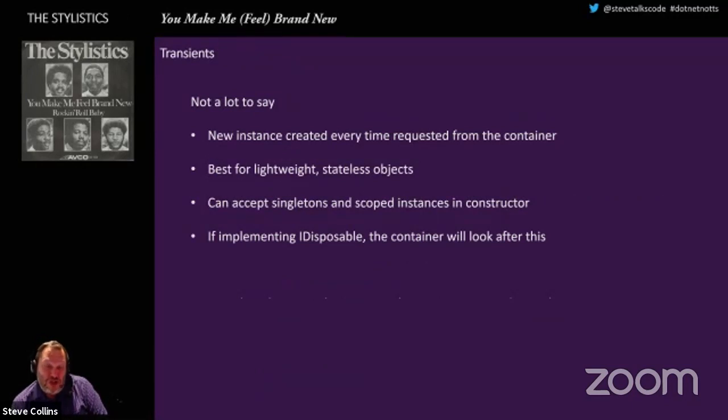Transients. Not really a lot to say on transients. As I've already said, there's new instances created every time they're requested from the container. They're most suited for lightweight stateless objects. So you've just got a simple class that's going to do a small bit of functionality for you, or you're going to fire something to create a DTO that's going to get thrown out to some other consumer.